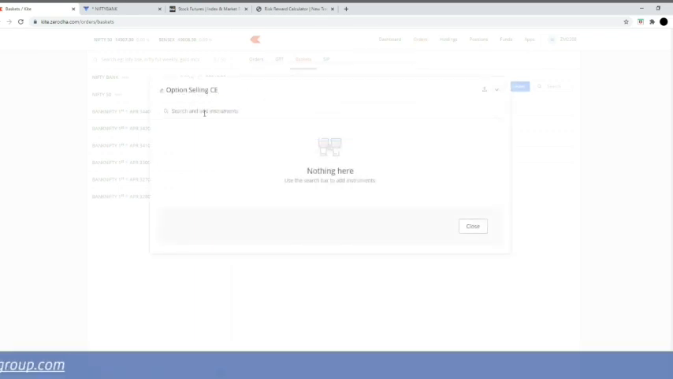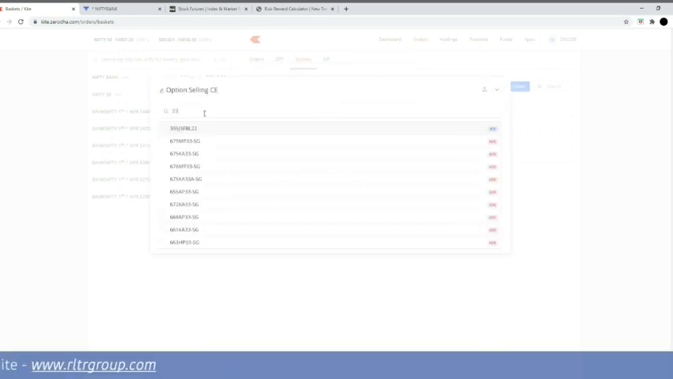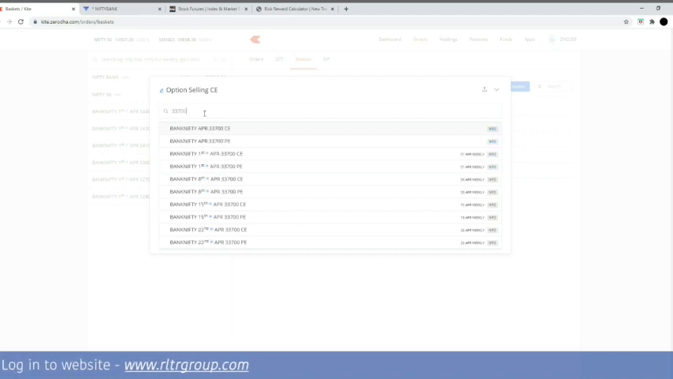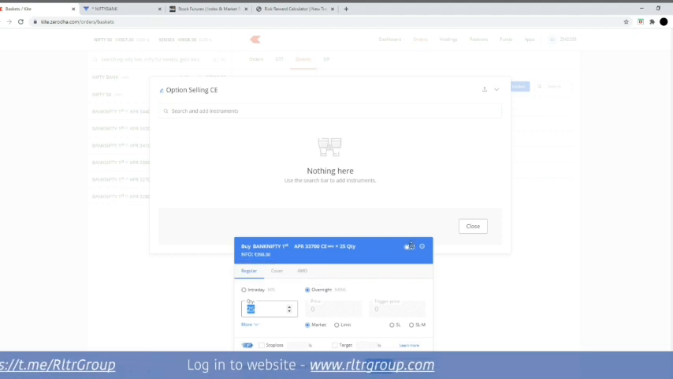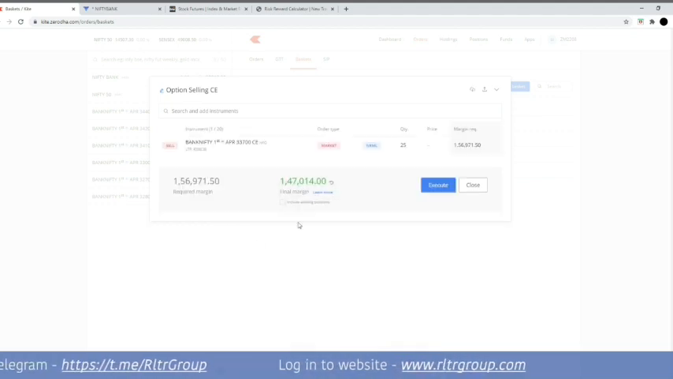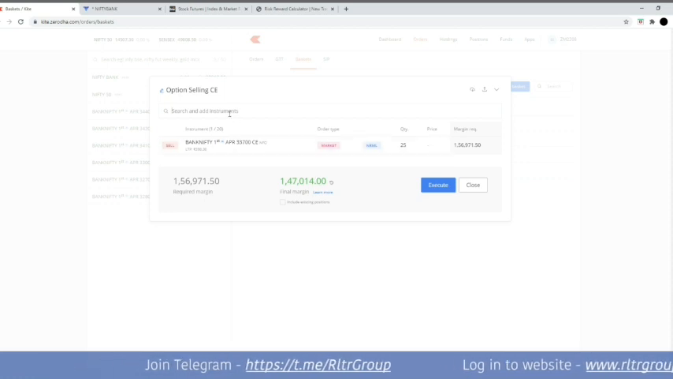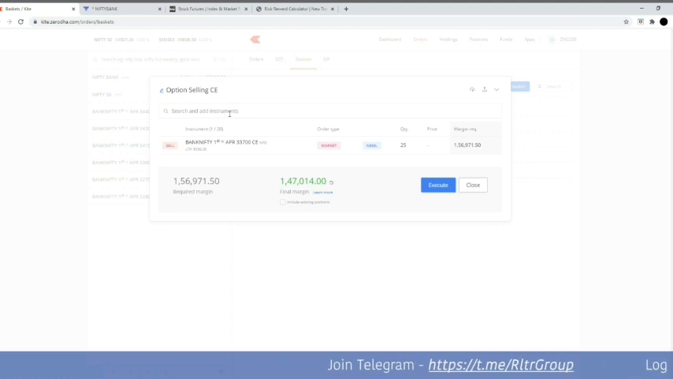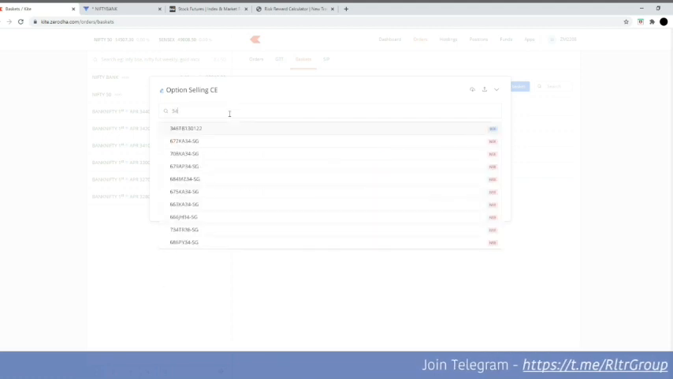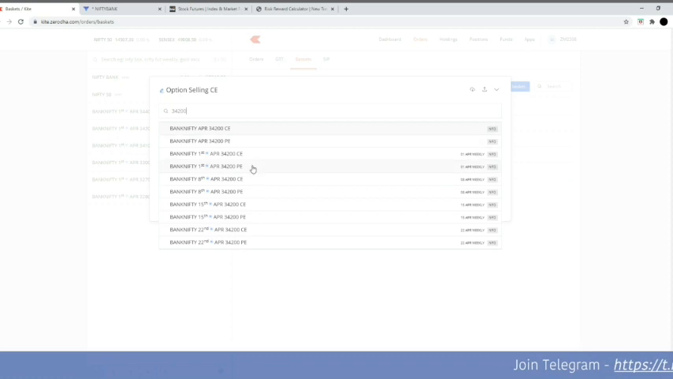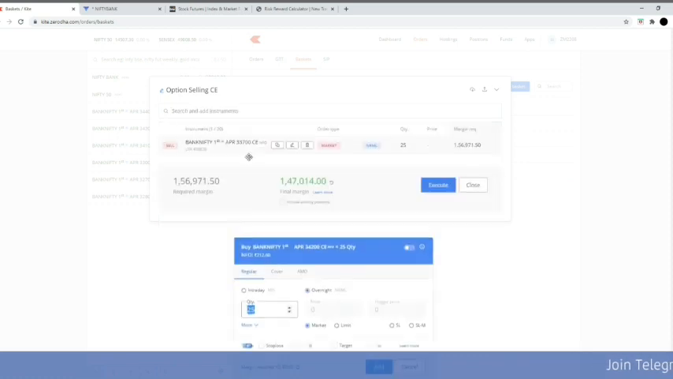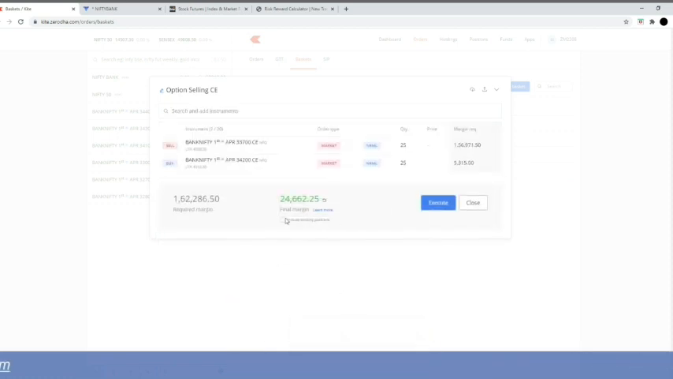To create that, what I would need to do is, let us assume 33,700 is the current spot price. So I will go ahead and add that particular sell position over here. It is going to straight away tell me 1,47,000. So what am I going to do over here is, I'm going to go ahead and protect this. Protect this how? I'm going to go ahead and buy 34,200 call, and I'm going to add it right here. So the margin gets reduced drastically by 70%.